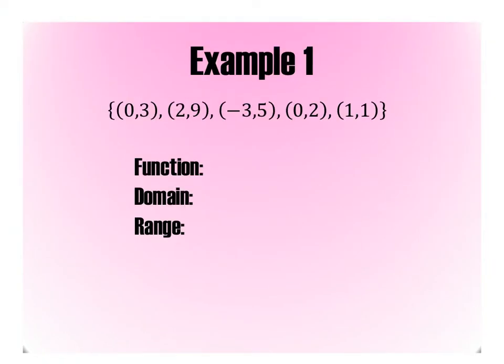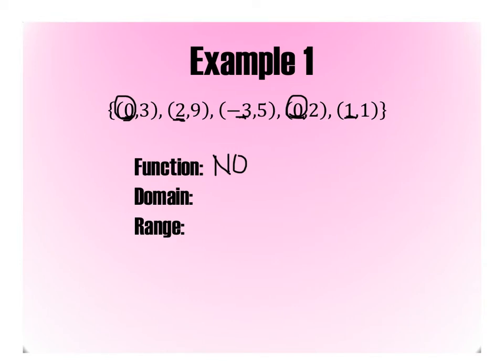So now, underneath that graphic organizer, you can write these examples. Example 1, we have ordered pairs (0, 3), (2, 9), (-3, 5), (0, 2), and (1, 1). If I asked you, is this a function? That means we have to look at our X values. We have 0, 2, -3, 0, and 1. Is this a function? Well, if we have an X value that repeats, it is not a function. So this is no.